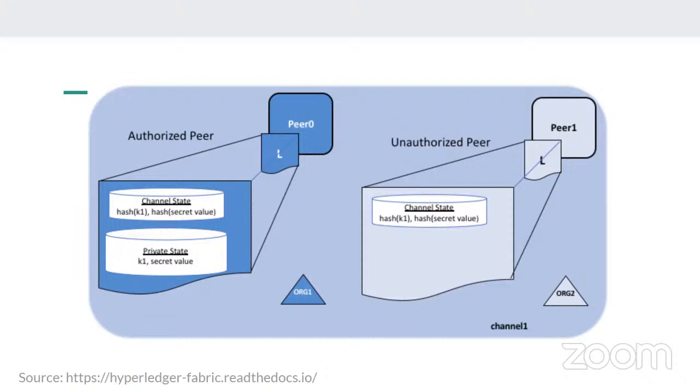Private data is K1 and the secret value is K2. What is stored in the channel state is the hash of these two things. If this value is hashed and K1 is changed, the hash value will change. This helps in finding out what the change is in these two networks. If there is a change, they can claim that this value has been changed and this is incorrect.